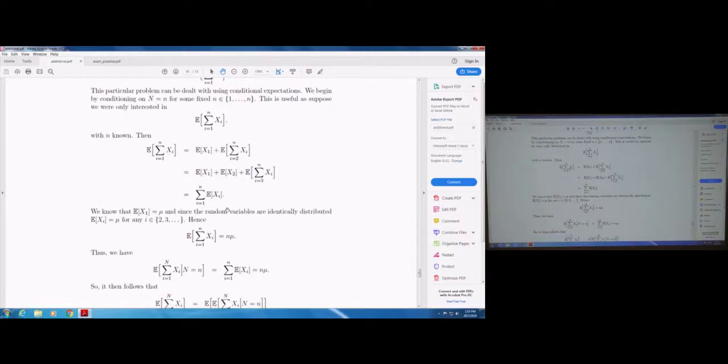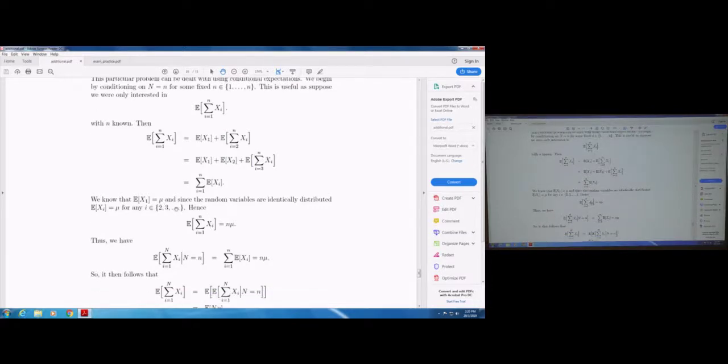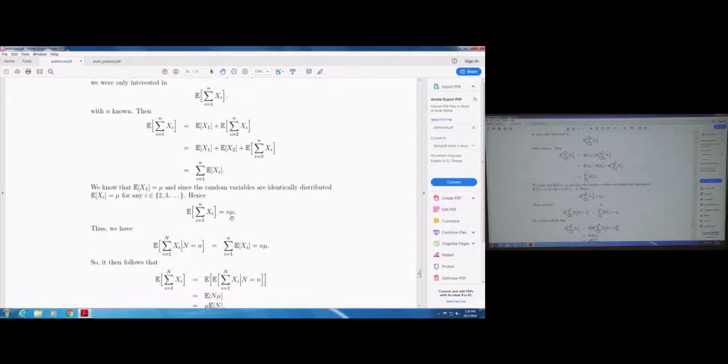Okay, we did this result in lectures. Now, the key point here is that we know the expectations of the xi's are all equal and equal to the expected value of x1, which is mu. So that is to say that basically the expected value of the sum i is 1 to n of the xi's is n times mu if n is a fixed number.